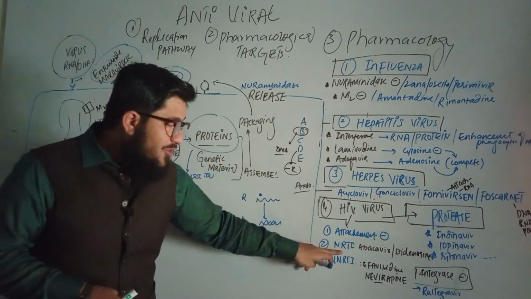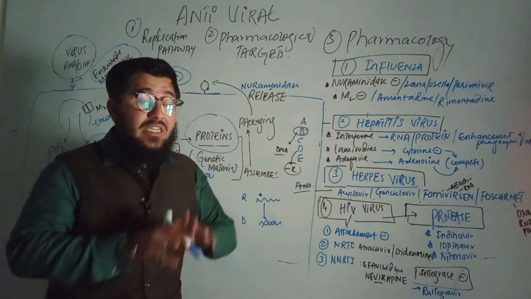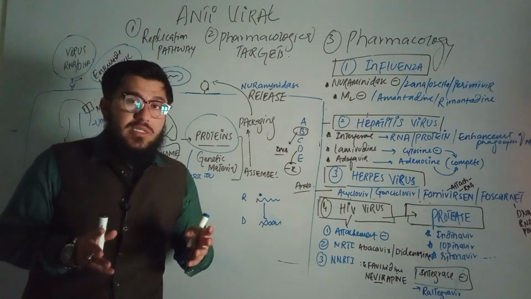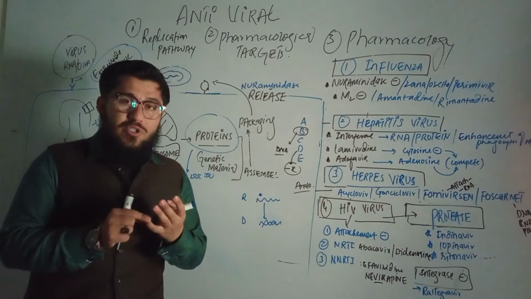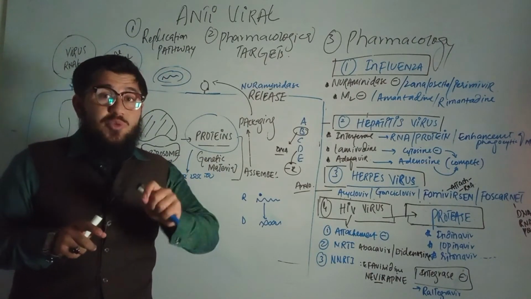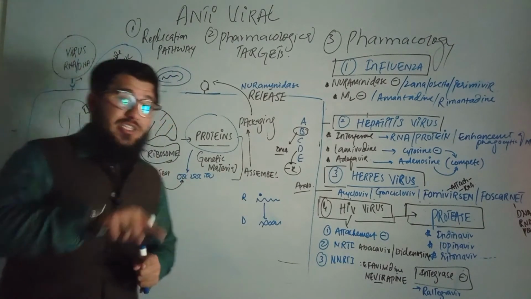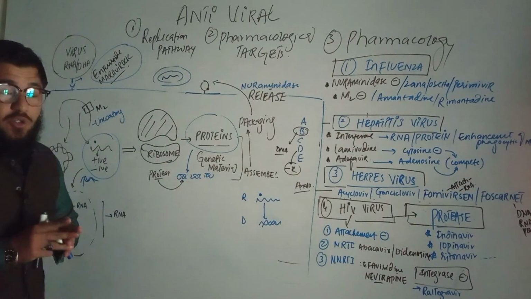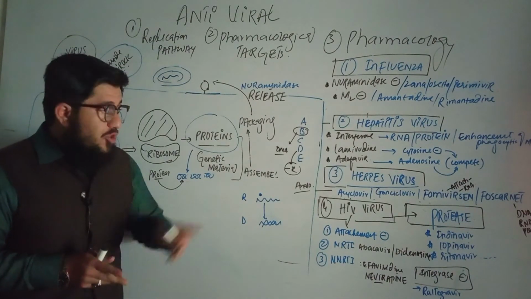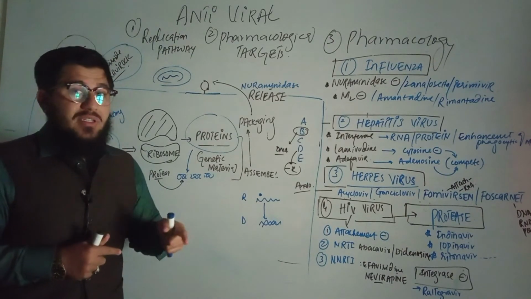Now in a nutshell, what are NRTIs? Nucleoside reverse transcriptase inhibitors. These all are actually nucleoside analogs. Now what are nucleosides? You know this very well: adenine, cytosine, thymine, guanine, etc. When they are not phosphorylated, they are called nucleosides. After phosphorylation, they are called nucleotides. And you know very well that nucleotides are the building blocks for the synthesis of the DNA. So when we give these NRTIs, they are going to inhibit the DNA synthesis.